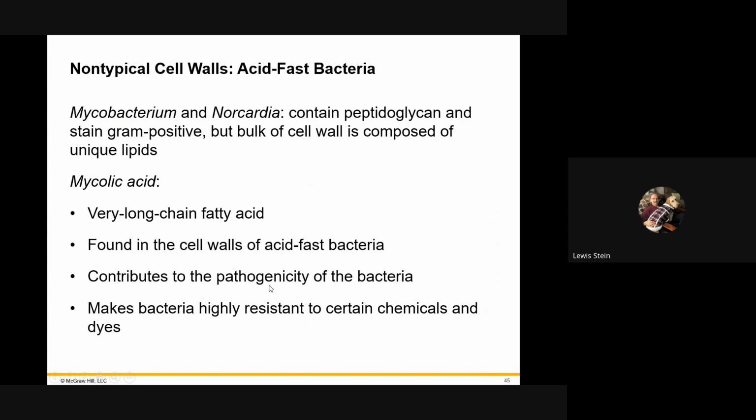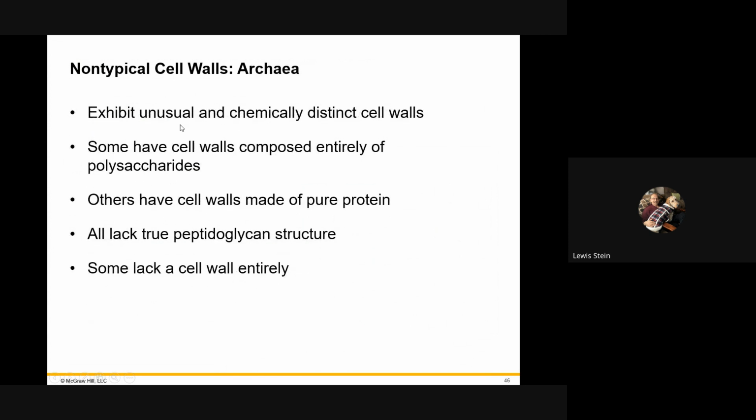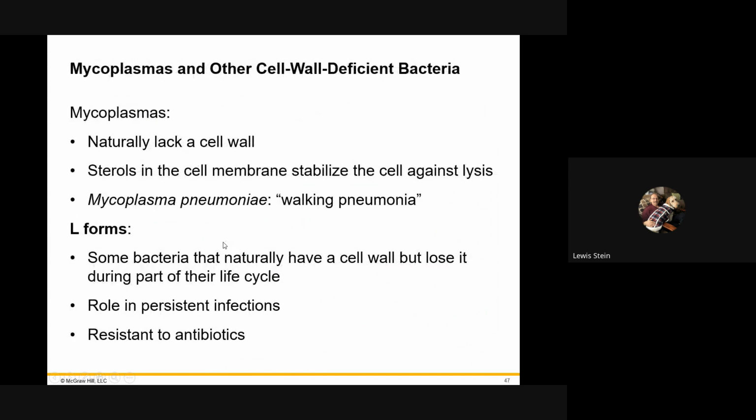Interestingly enough, I can remember that case very acutely. So, pathogenicity means why it's nasty: highly resistant to chemicals and dyes, so you have to go through a whole thing. Archaea we're really not going to get into because we really don't work with them. They don't have peptidoglycan. They're just oddballs.